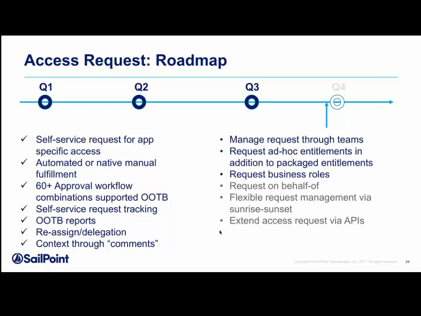So what you saw was, hopefully no disconnect. All the items on the left, that's got the check against them, I hopefully touched on all, if not most of them, as you walked through those few simple scenarios. Self-service was demonstrated. Automated or native manual fulfillment is how you use our provisioning capability alongside access requests. The 60 plus number continues to grow. That's just a combinatorial as you see the different ways we can create workflows out of the box.